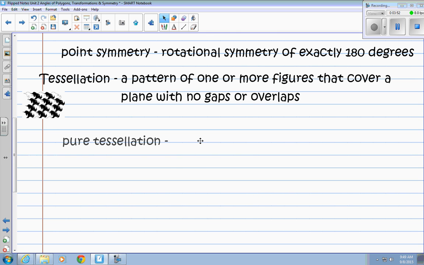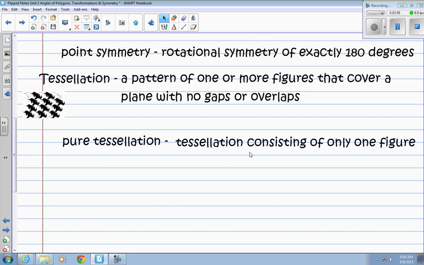The first one is what we call a pure tessellation. This is a tessellation that consists of only one type of figure. So if we take a look up here, these are all, whatever they are, elephants or rhinoceros or whatever, but they're all the same exact figure.